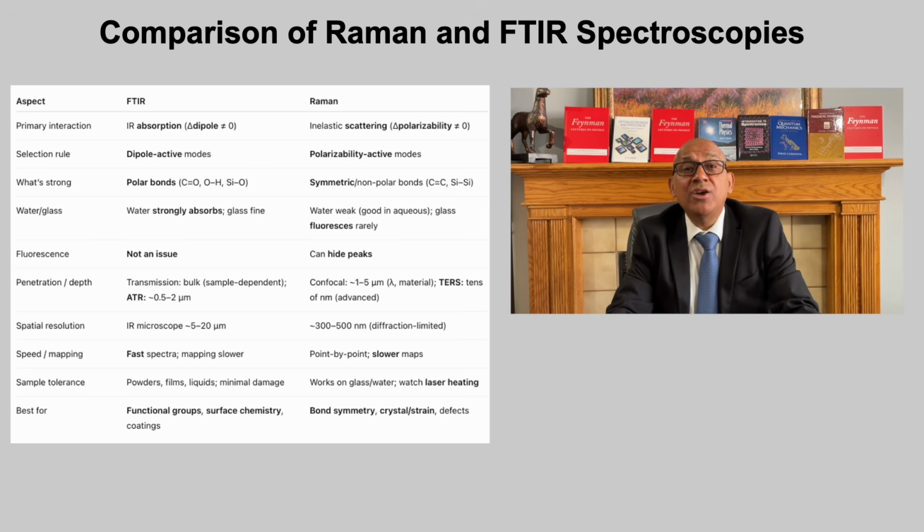FTIR collects spectra quickly and works well with powders, thin films, and liquids, while Raman offers higher spatial precision but slower mapping. In practice, FTIR is ideal for studying functional groups, surface chemistry, and coatings, whereas Raman excels in mapping, bond symmetry, crystal strain, and defect structures. When used together, these two techniques provide a powerful complementary view of bonding and chemical structure, making them essential tools in nanomaterials characterization.